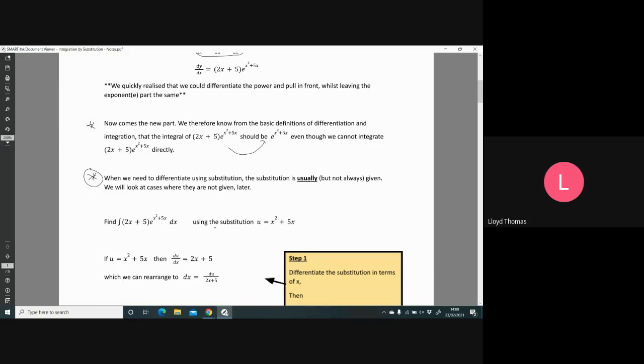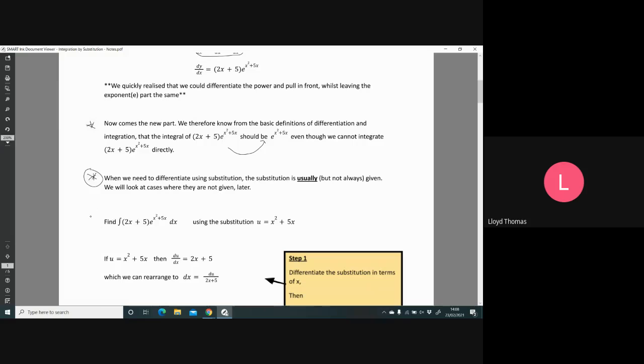Now, I think it's about 90% of the time they tell you exactly what to substitute. We'll see in a moment. It says to use the substitution u equals x squared plus 5x. However, there are some occasions where they don't, and you have to choose a substitution for yourself. That, I think, when we get onto that, is the single most difficult thing you'll do this year. Okay, so if they give us the substitution, good news. If they don't, bad news.